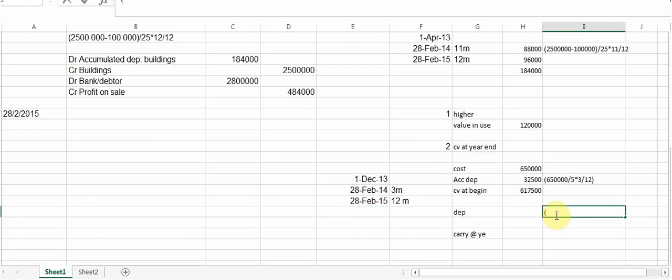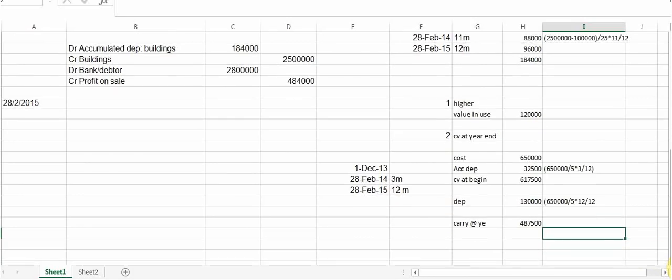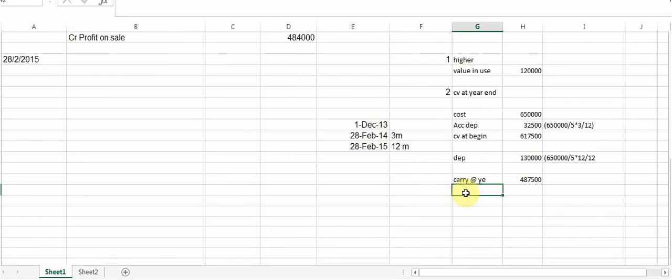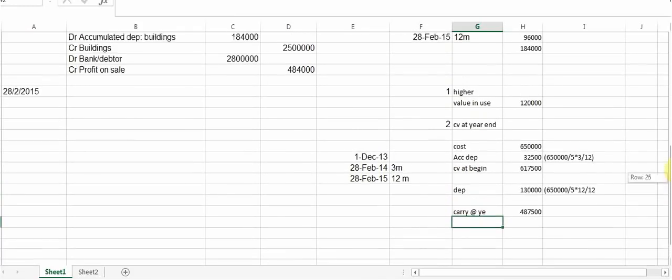The depreciation for the current year is based on 12 months. So there I will say 650,000 divided by 5 times 12 out of 12 if you wish. And that will be 650,000 divided by 5. You can just times by 1 because 12 out of 12 is 1. And that gives you 160,000. So the carry value at the end of the year is then the carry value at the beginning of the year minus the depreciation, and that gives us a carry value of 487,500.